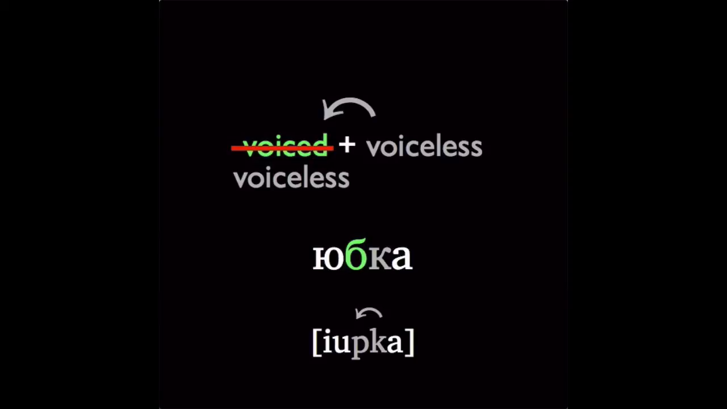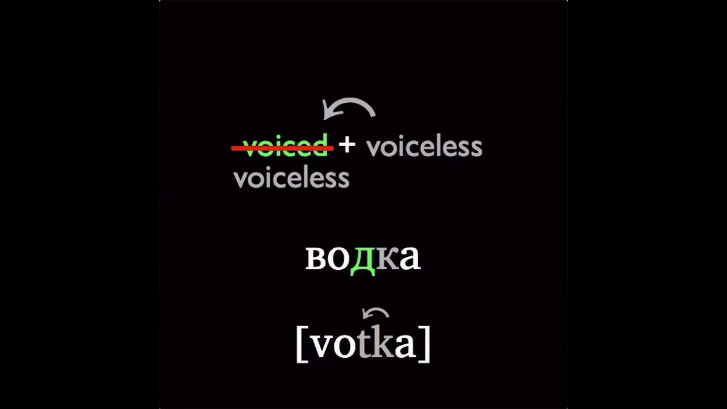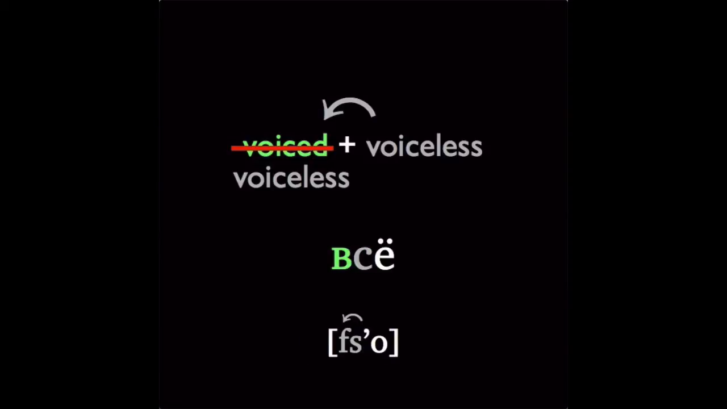Юбка. Unlike when we say vodka in English, in Russian, the letter D in this word will be pronounced as if it were a voiceless T. Водка. In the same way, the voiced Ж devoices to sound like Ш. Ложка. And in this word, the voiced В will sound like a voiceless Ф. Всё. This is called assimilation because the first sound is becoming more similar to the second.